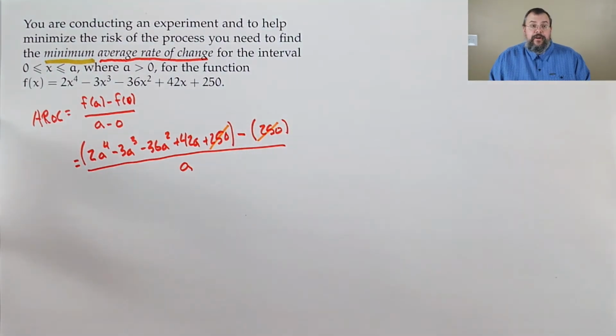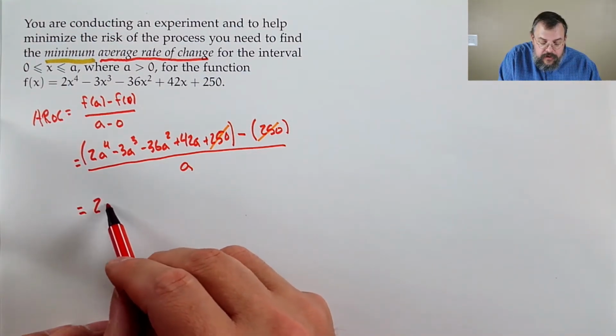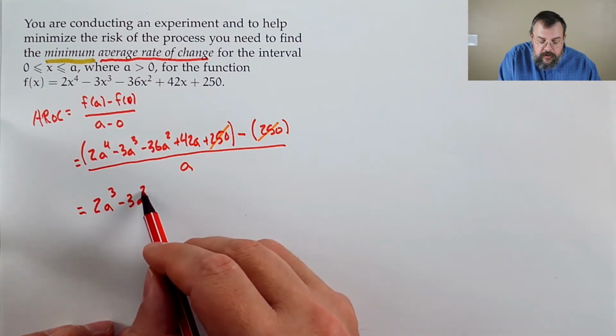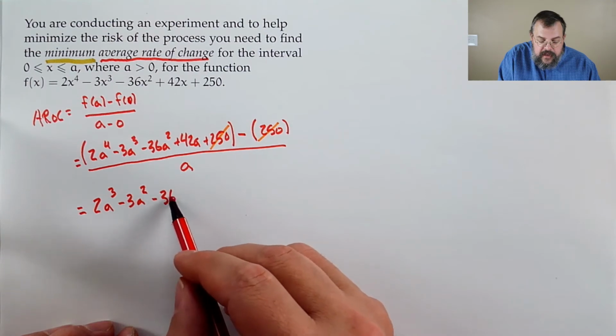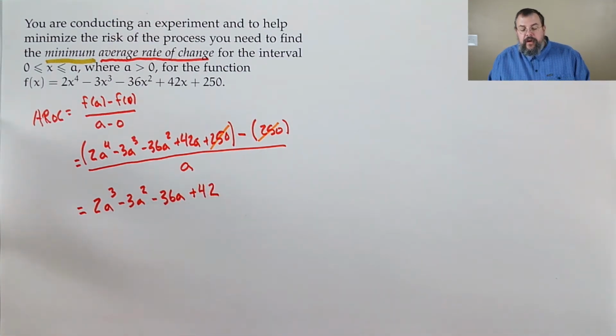But then, if you look at what's left, everything that's left involves a. Since everything involves a, I can divide. So, what do we really have? We have 2a cubed minus 3a squared minus 36a plus 42. Okay, so here's our average rate of change as a function of a. This is what we're trying to optimize.